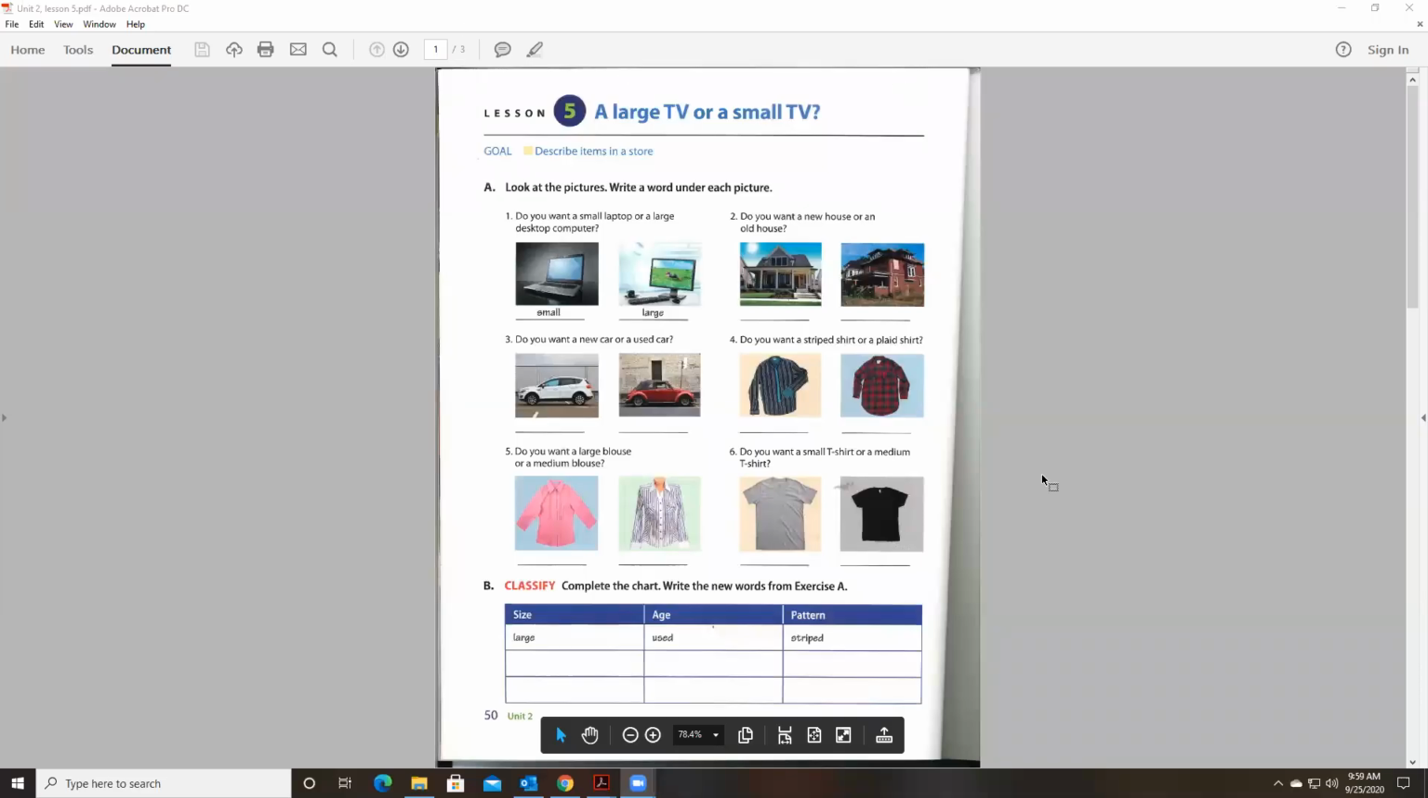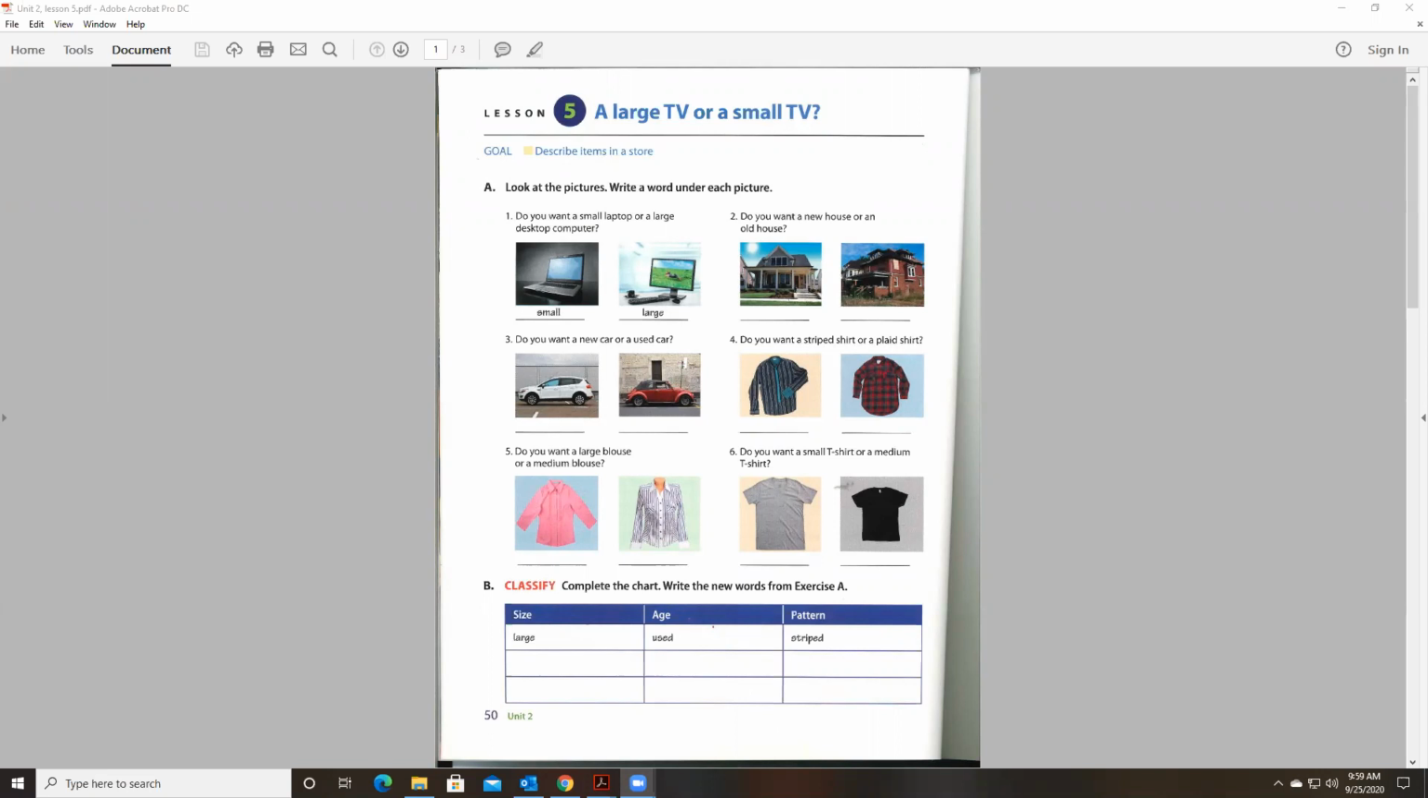Okay, so you should have a page in your book that looks like this. All right, so our goal for today is to describe items in a store. So let's look at A. It says, look at these pictures. Write a word under each picture.